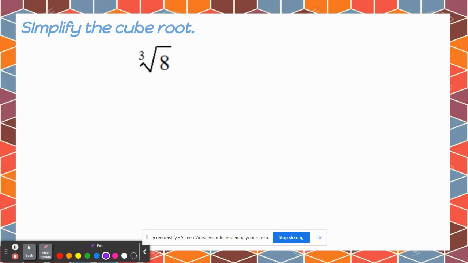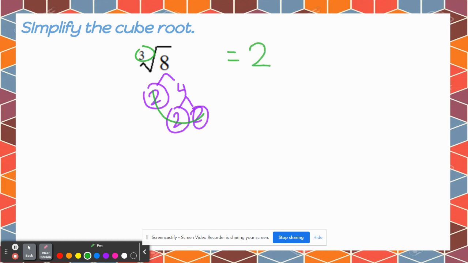Okay, so let's go ahead and try this one. So we're going to factor out 8. So 2 times 4, and then 2 times 2. So this is a cube root, which means we don't need pairs, we need a set of 3. Well, luckily we do have a set of 3. So the cube root of 8 is 2. Nothing's left over.